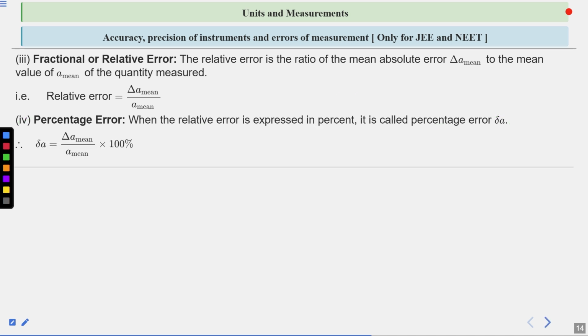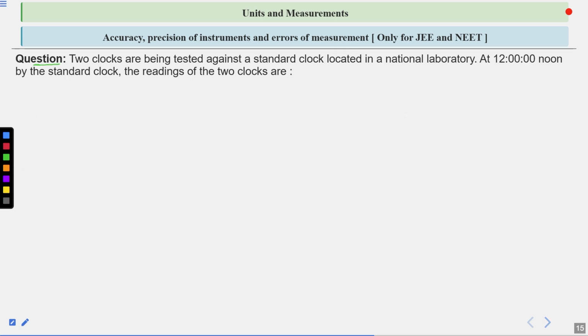This one. The percentage error is equal to delta A mean, the mean absolute error, divided by the mean value, into 100%. So using this formula, we can calculate the percentage error.